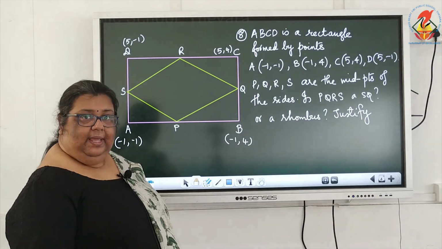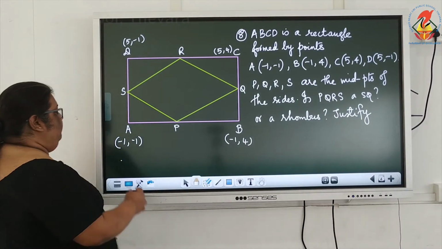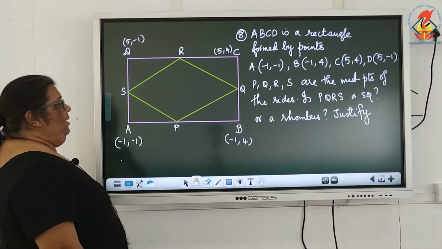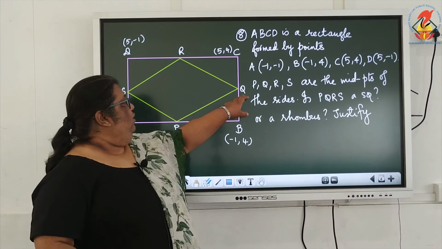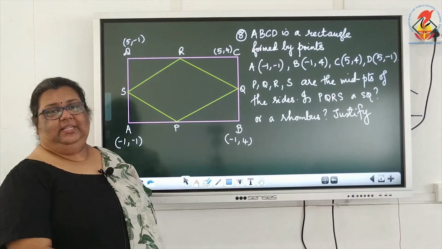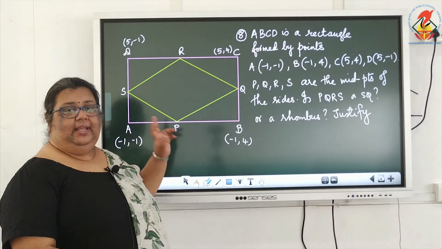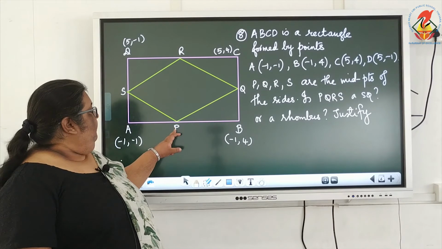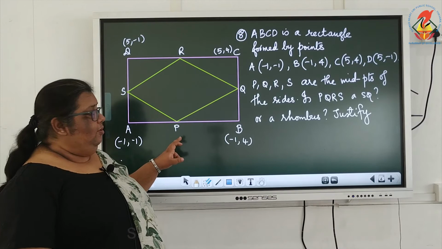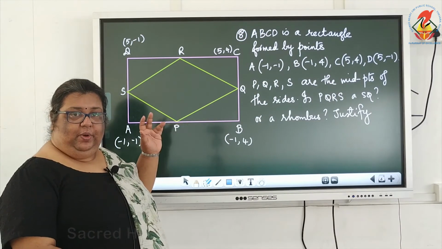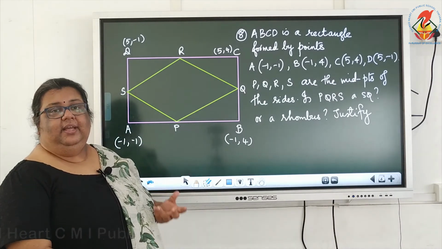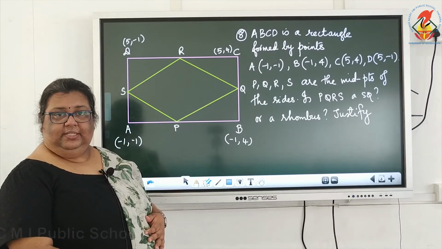There is a rectangle ABCD. You can see that. I have written the coordinates of the vertices. Now, they are saying P, Q, R and S. These are the midpoints of the sides AB, BC, CD and DA. Now, the quadrilateral PQRS inside ABCD, is it a square? Is it a rhombus? Is it a rectangle? Justify your answer. Is the question clear?